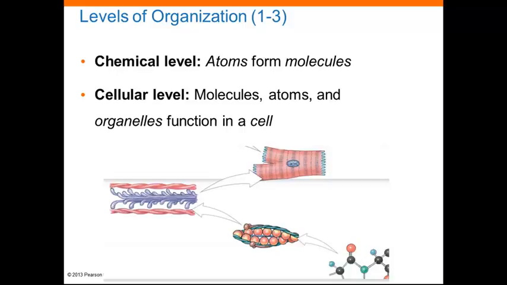Do you remember what atoms combine to form? Molecules, right? And so the molecular shape defines function, and a combination of molecules, atoms, can form organelles, and organelles perform specific functions in the cell, which is the next level of organization. Pictured here we have the atoms and molecules that combine to form a muscle cell.